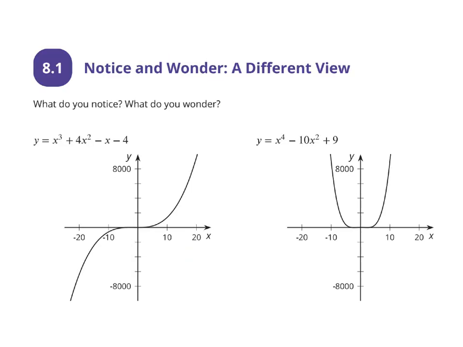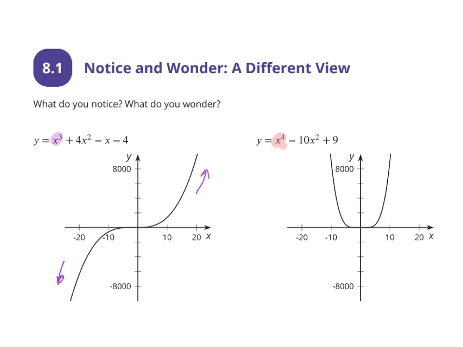Okay, 8.1. Here is our notice and wonder. What do you notice? What do you wonder? So what I wanted you to notice about this is, first things first, let's look at the degree. The highest exponent is the degree. So for the first one, we have positive x to an odd power, which means it goes to different ends.